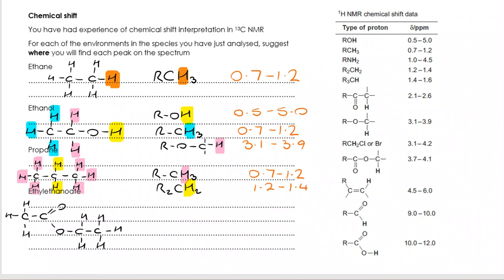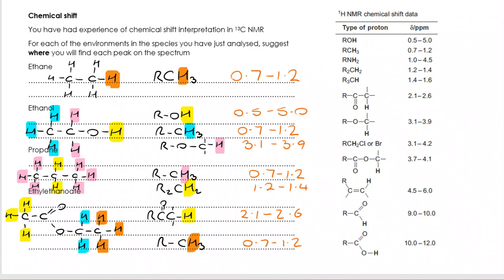Finally, ethyl ethanoate. If we start by looking at the yellow hydrogens here, well, they are bonded to a C double bond O. So we're actually looking at a peak in the region of 2.1 to 2.6. I move along the structure, and I get to these three H's, and we're back to the old familiar. That's an RCH3, so we've got a peak between 0.7 and 1.2.